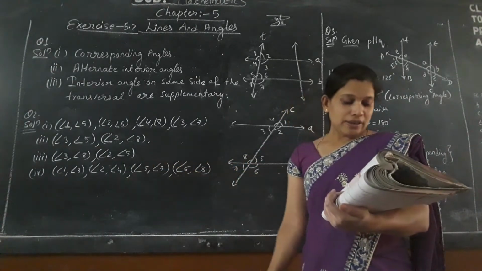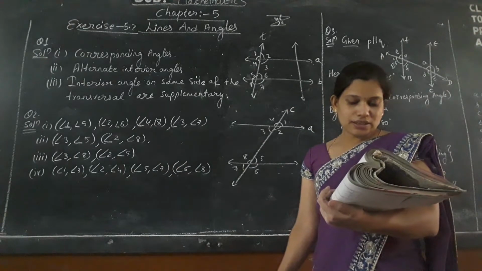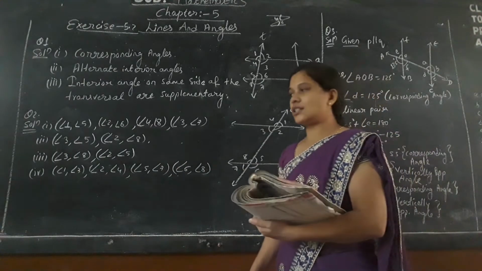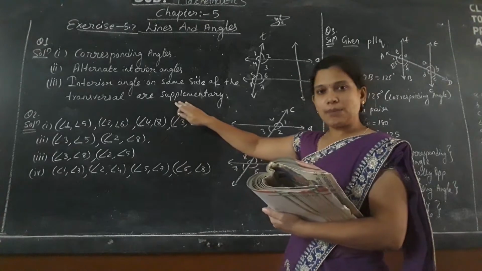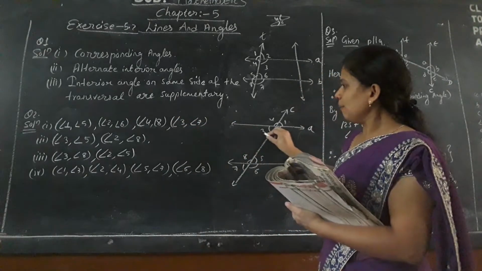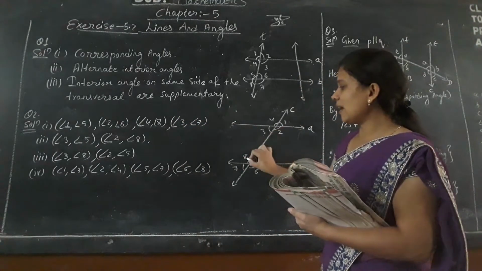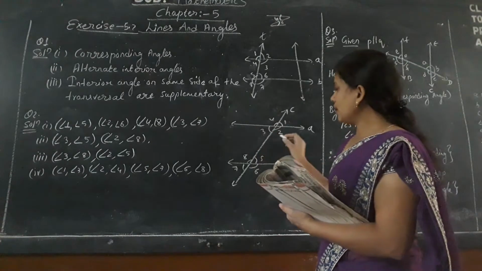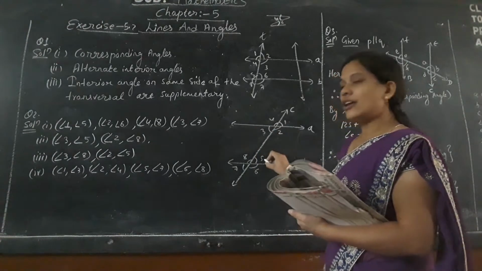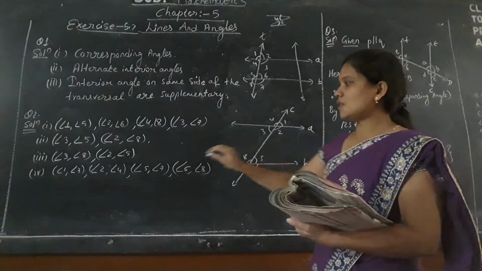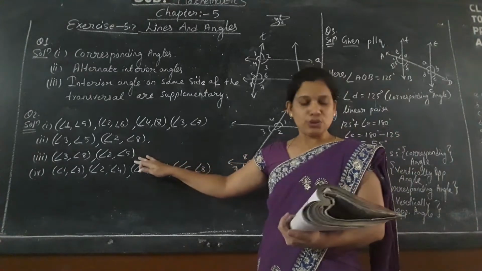Now the third part, the pair of interior angles on the same side of the transversal. Interior angles on the same side of the transversal make supplementary angles. So angle 3 plus angle 8 will be supplementary angles. In the same way, angle 2 and angle 5 will make supplementary angles. So this is the required answer for question number 2, third part.